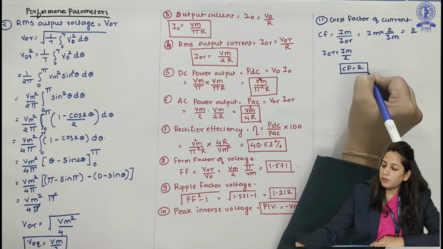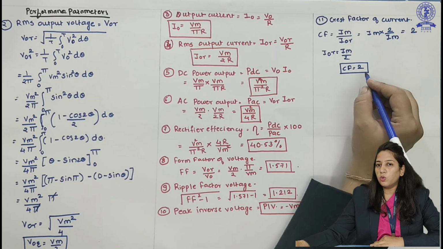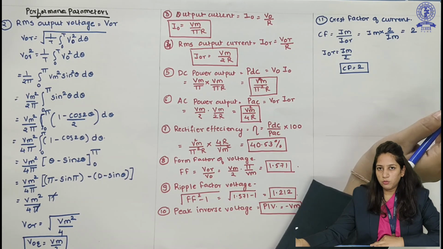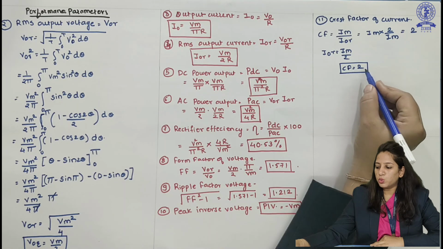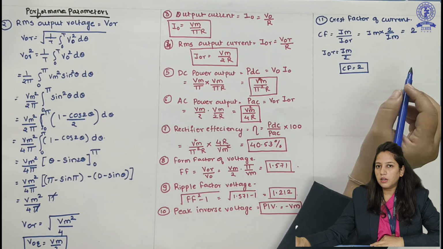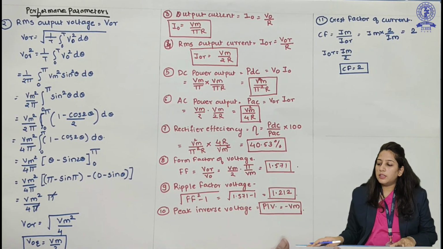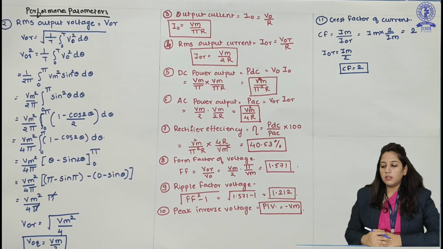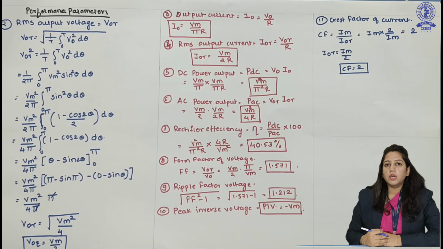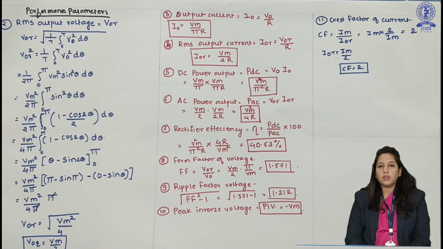This should ideally be 1. Whenever the crest factor is 1, it indicates that there are no peak values in the output DC voltage. So 2 indicates that yes, there are some peak values in the current waveform. In this way we have seen the various performance parameters for the single phase half wave rectifier. I hope you have understood this lecture, and thank you for watching this video.